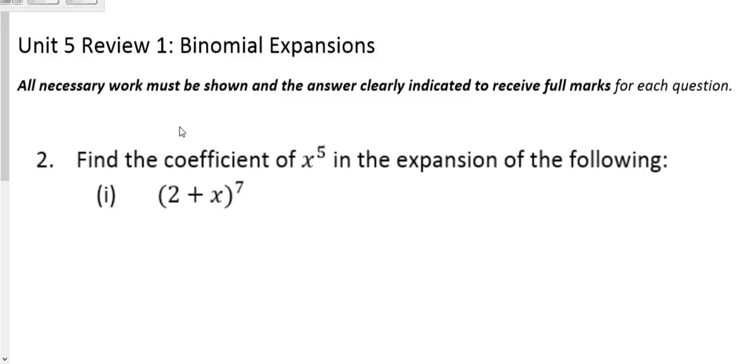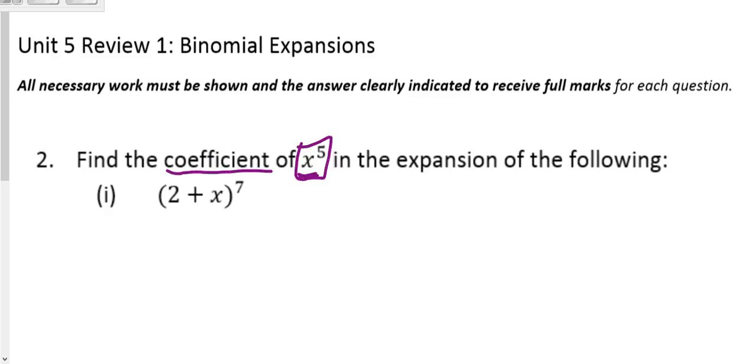Continue our review by looking at the second one. This problem, if you watch the first video, is very much like the first one, except we are looking for a different term. This time, we're looking for the coefficient in front of the x to the fifth. So we want whatever term has x to the fifth.